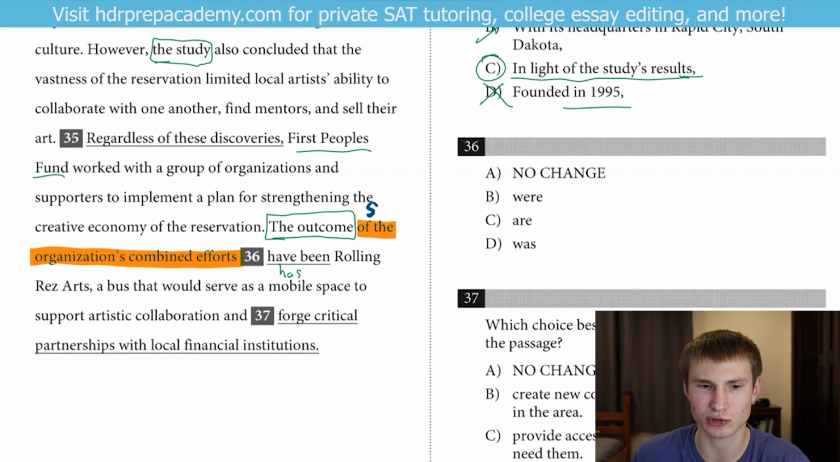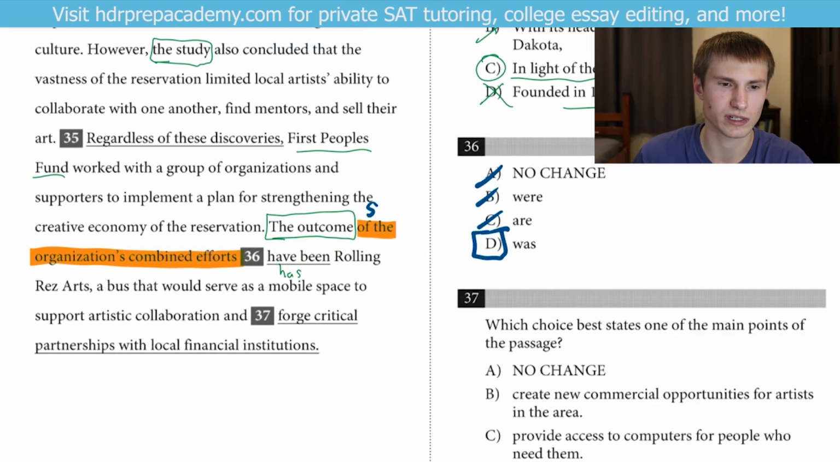If we look at our verb choices, option A is plural, so we get rid of it. B, plural, we get rid of it. C, "are," also plural, so we get rid of it. Then we see our answer has to be D. The outcome was Rolling Res Arts, a bus that would serve as a mobile space. So our answer is going to have to be answer choice D.